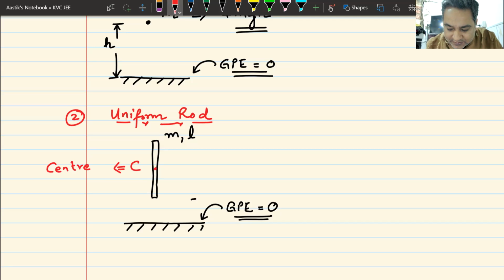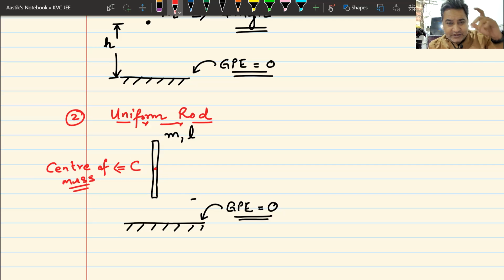Now, the center of mass would be discussed in the next chapter. Right now, the center of mass is actually the center of this rod. Let us take it to be that. Let us not complicate things right now. This point has to be the center of mass.